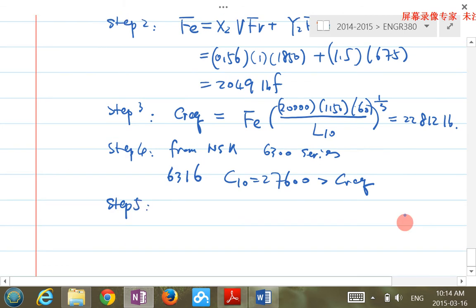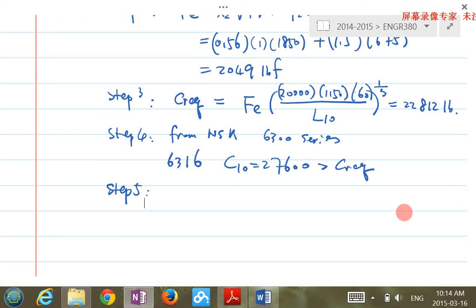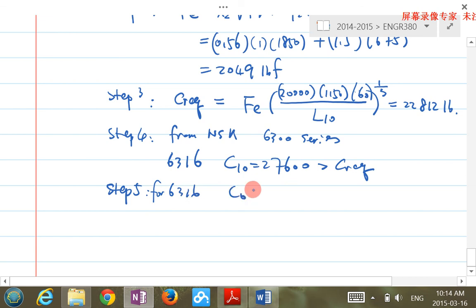Okay, so looks like we're pretty lucky here. The first iteration, things working out fine, and for the same bearing, 6316. So now it's time to go back to the loop to do some verifications.